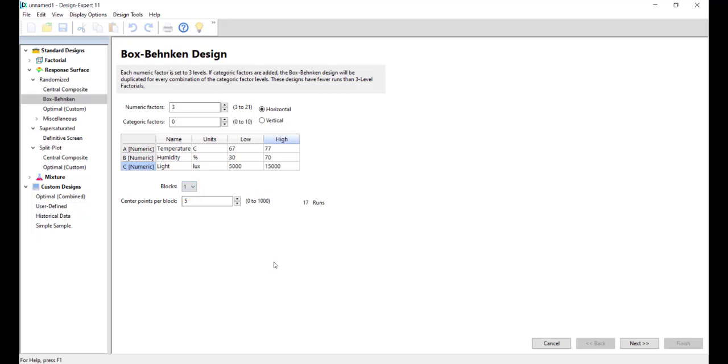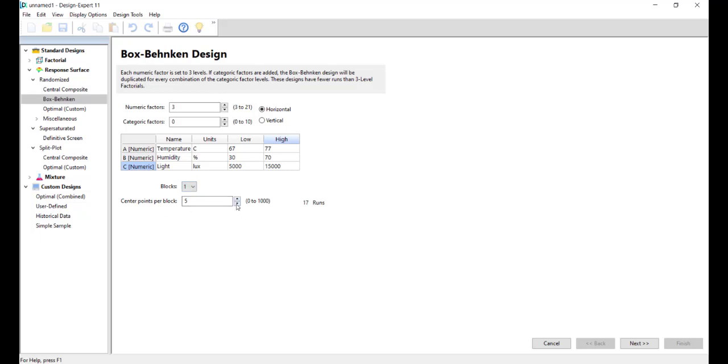All of the experiments will be run in one day, and also there isn't any other factor or parameter which we want to ignore. So number of blocks: one.